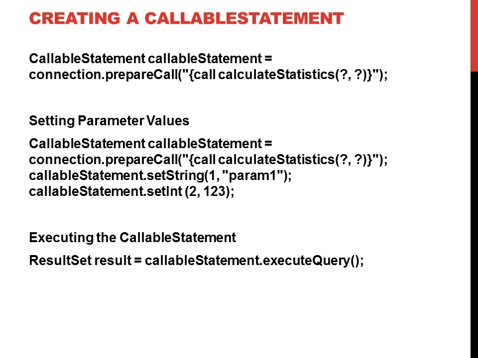So next thing is you have to set the parameter value, whether it is input parameter or output parameter, and what type of data type. So here first parameter is string type, second parameter is integer type. We are passing the value param1 to the first argument. We are passing the value 123 to the second argument. Next thing is how to execute this callable statement. For that you have to use execute query method. So when you call callable statement execute query, what happens? It will execute the stored procedure named calculate statistics that is saved inside the database.